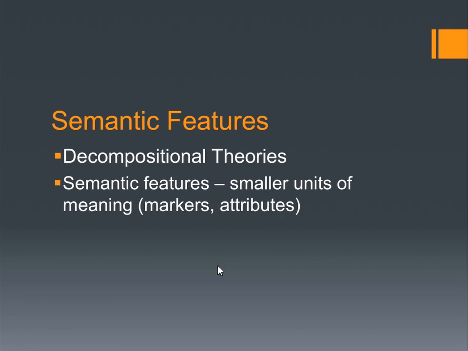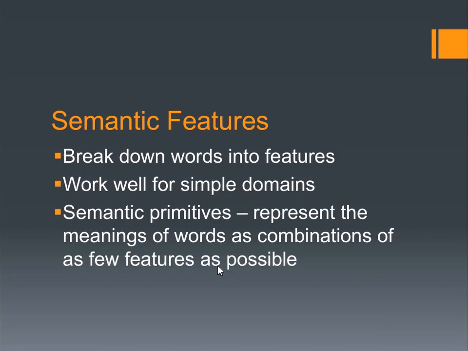Another set of models are decomposition models. Decomposition models argue that our understanding and our structure of language is really based on attributes or markers that words have. So there are semantic features for words. So bird has features like wings and feathers and flying. And we will break down words into those features. Now these kinds of models work really well for simple domains. They do not work well for abstract or complex areas. And sometimes they're called semantic primitives. So the words are represented as combinations of the fewest features possible. So the most likely features come up, and then the rest of them just get ignored.